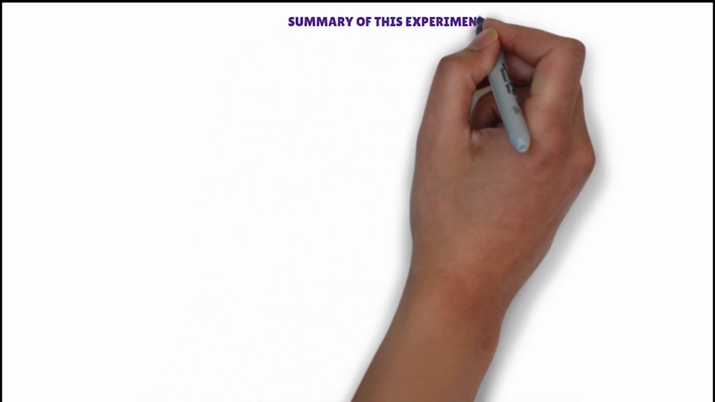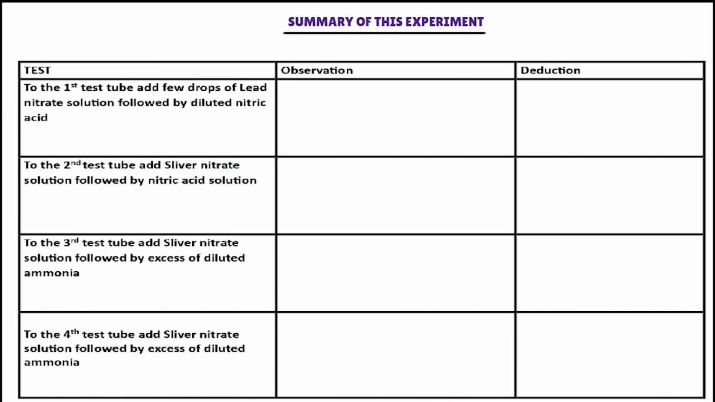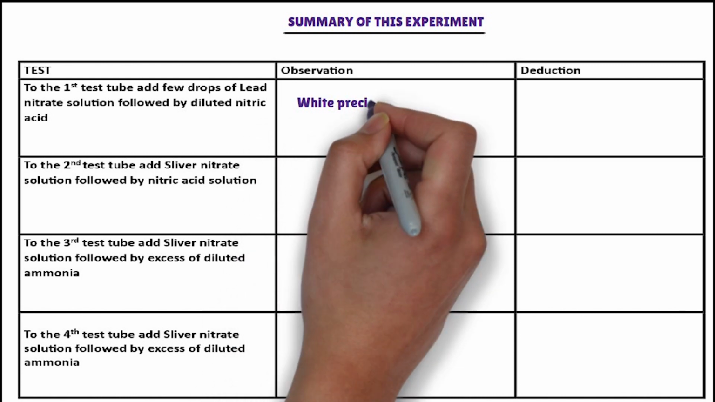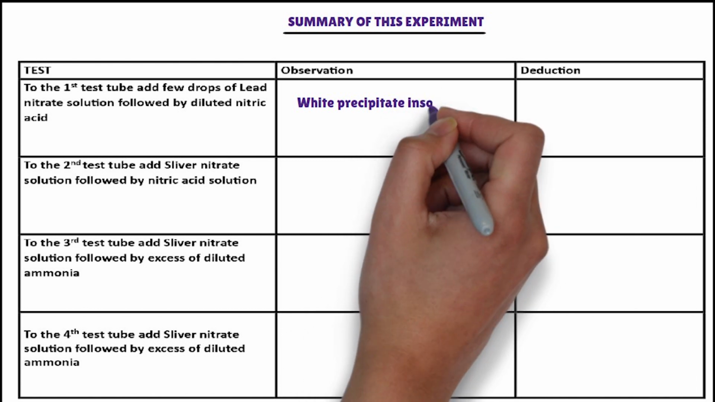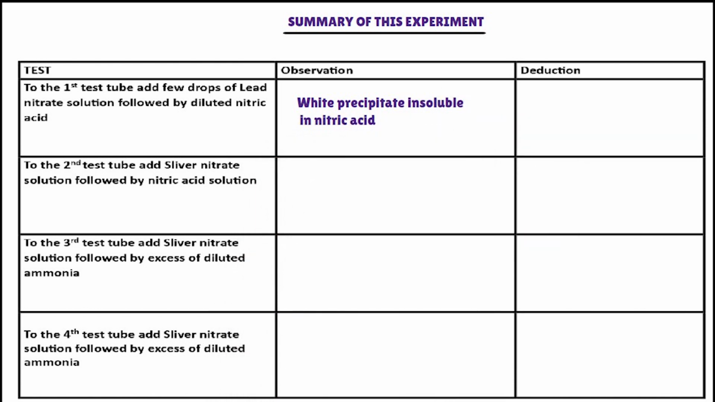Summary of this experiment. To the first test tube, lead nitrate solution is added followed by diluted nitric acid. The anions that form a white precipitate with lead nitrate, where the precipitate formed is insoluble in nitric acid, are sulfate ion, chloride ion, bromide ion.